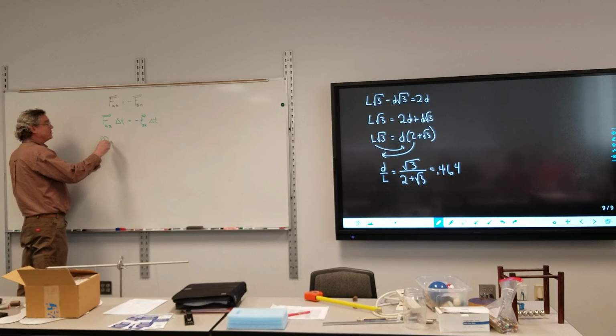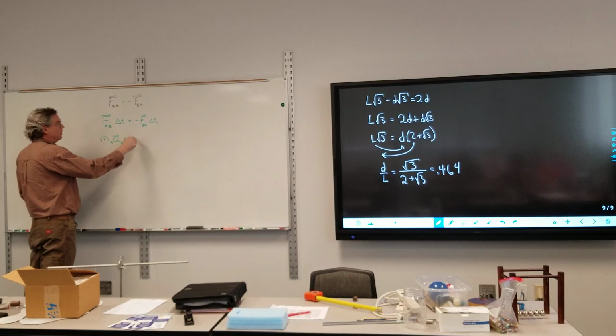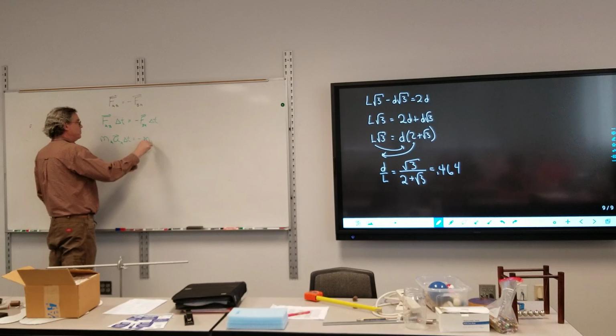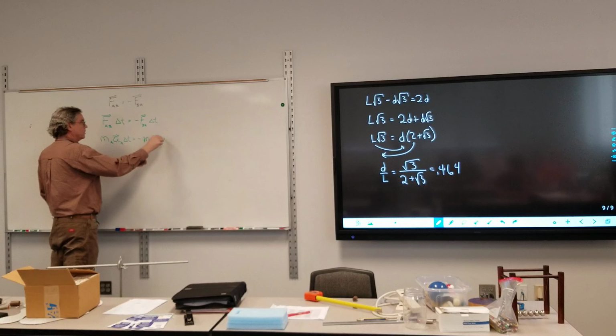All right, so this is the force on A, so it's the mass of A times the acceleration of A times time is equal to the negative mass of B times the acceleration of B times time.